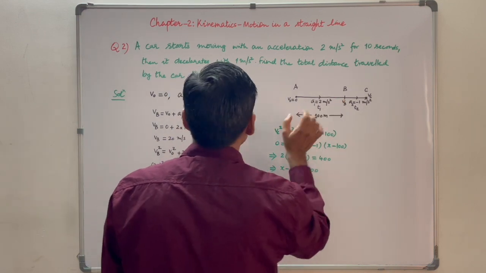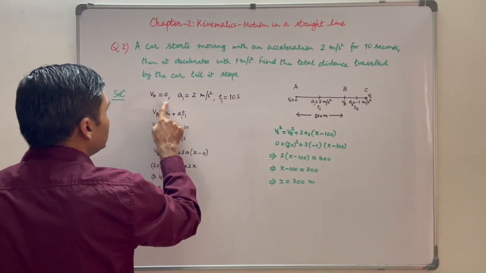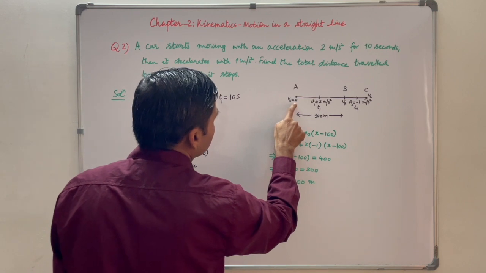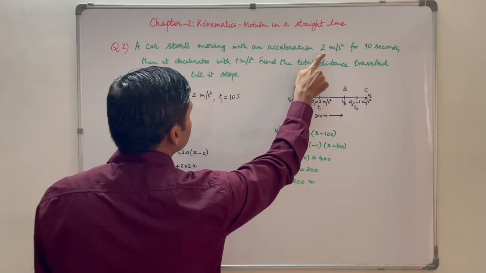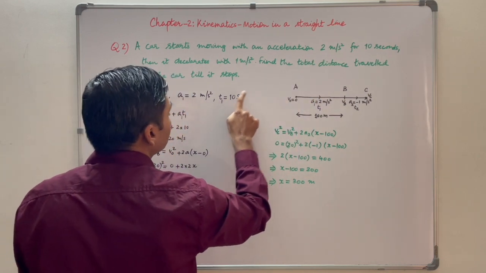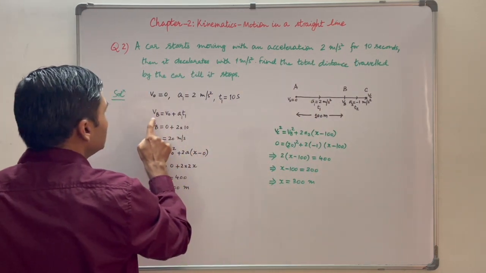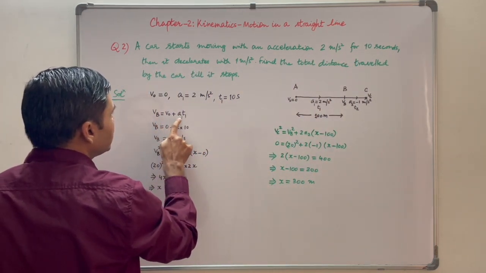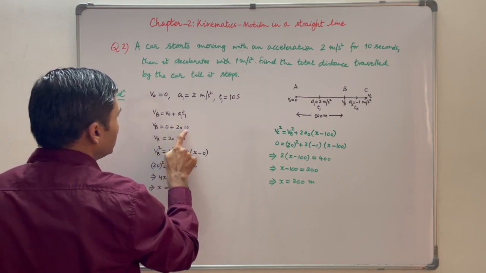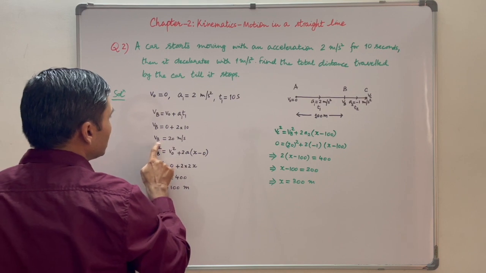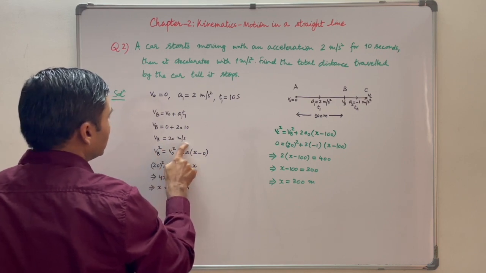For section AB, v0 is equal to 0 because car was at rest at point A. a1 is equal to 2 meter per second square given. t1 is equal to 10 seconds given. So vb is equal to v0 + a1t1. So vb is equal to 0 + 2 into 10. So vb comes out to be 20 meter per second.